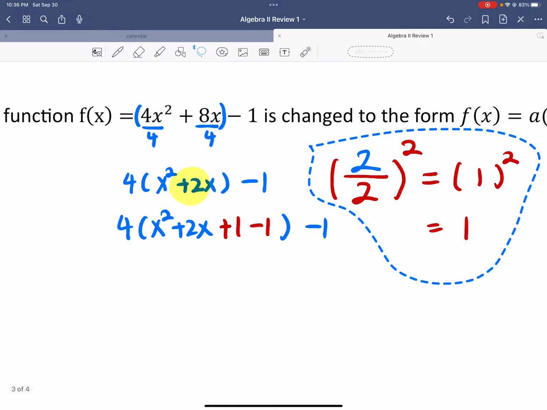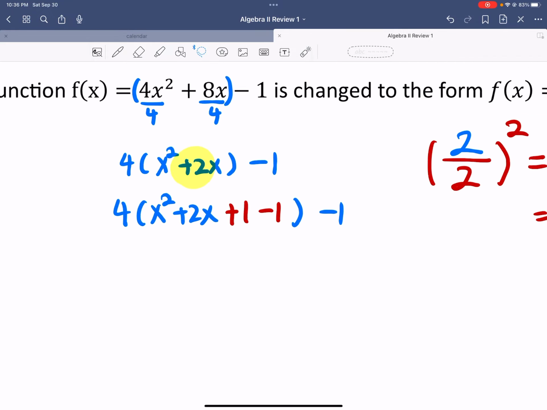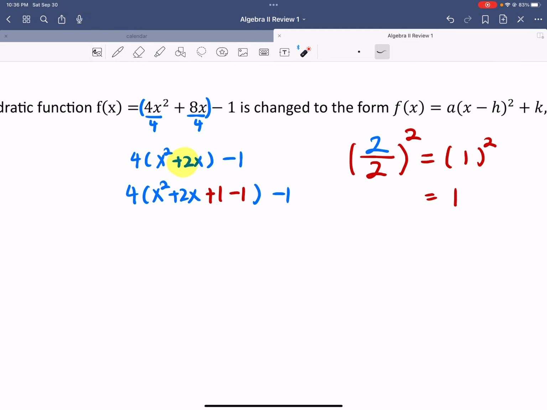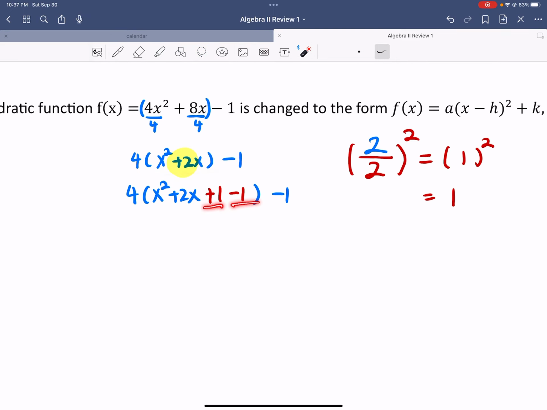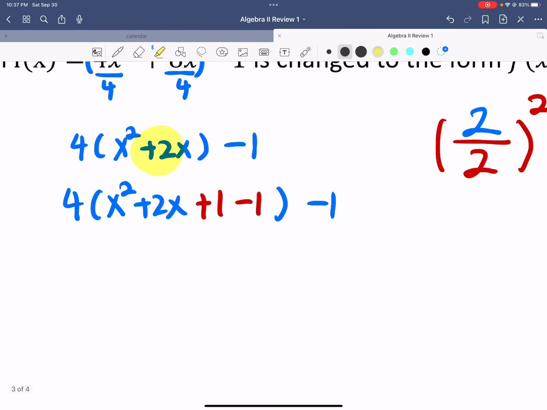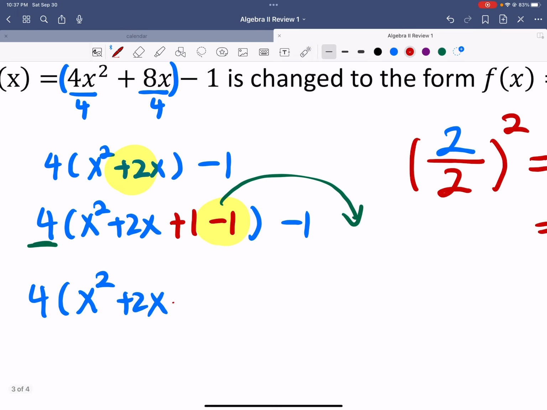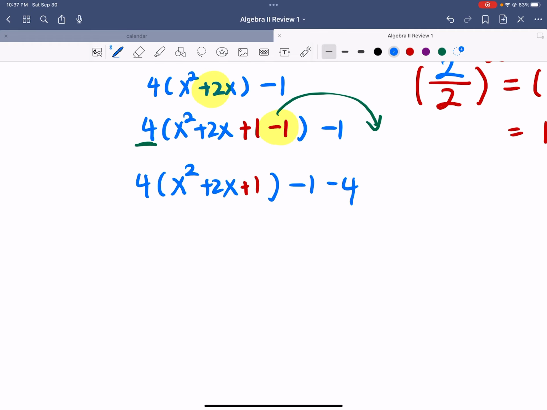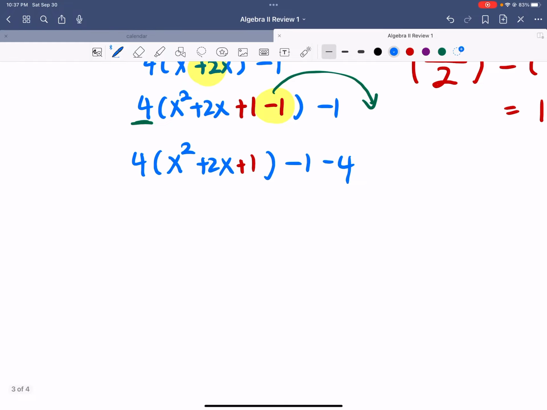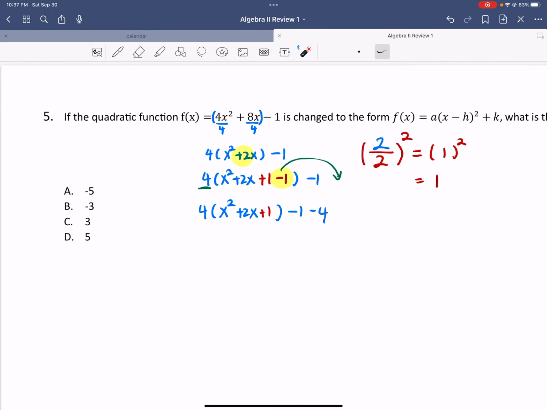Let me put this one right here. So here, as you can see, I did not change anything. I just did plus 1 minus 1. Nothing really happened. And I have to get rid of this negative 1 outside of the parentheses. But when you take it out, you have to multiply by the number in front of the parentheses. So what you're going to get is x squared plus 2x plus 1, minus 1. So negative 1 times 4, you are going to get negative 4. Now here, actually we're done, because as long as you add these two, that's going to give you k.